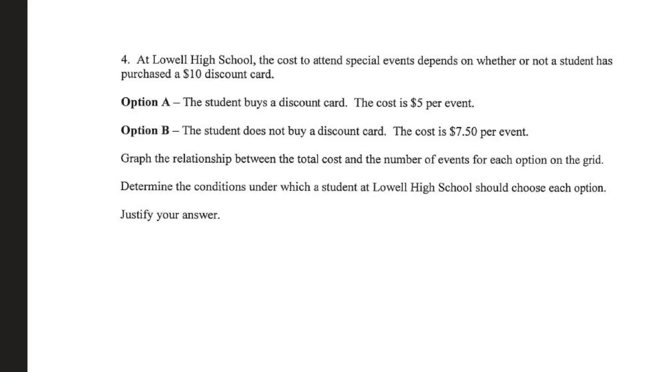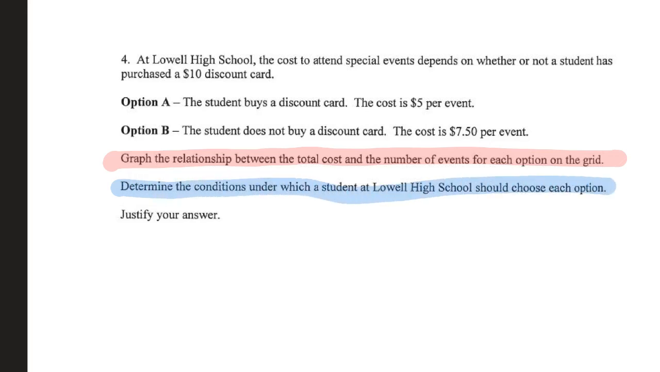Okay, you have 2 instructions in here, maybe 3 depending on how you look at it. The first thing that we need to do is we have to graph that relationship between total cost and the number of events. The second thing we have to do is determine the conditions under which you should choose each option. Now, where it says justify, I'm going to argue to you that determining the conditions, you always have to include justification for why you chose what you did. So really the justify is part of determine the conditions. So let's take it in its bits.